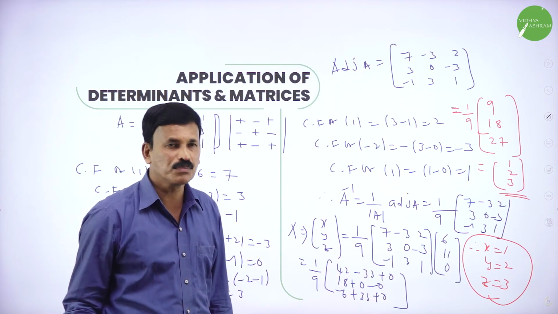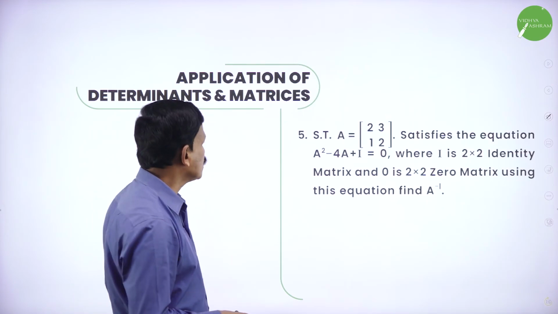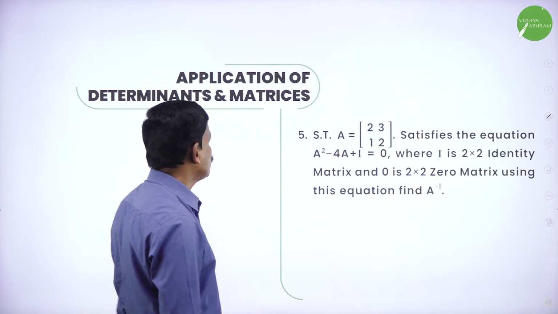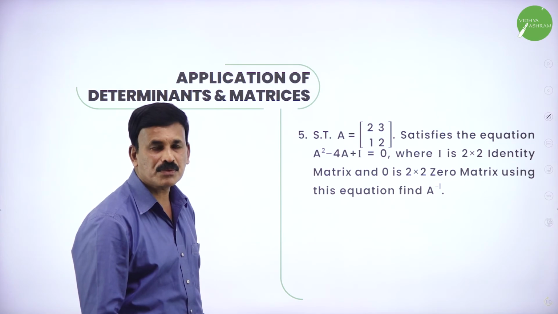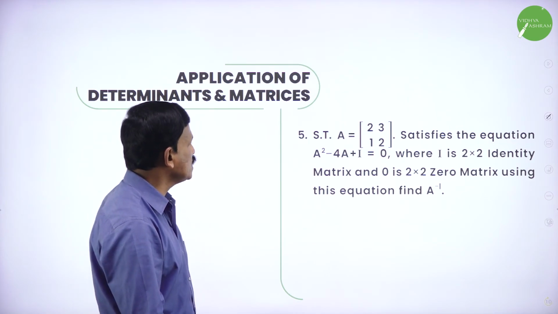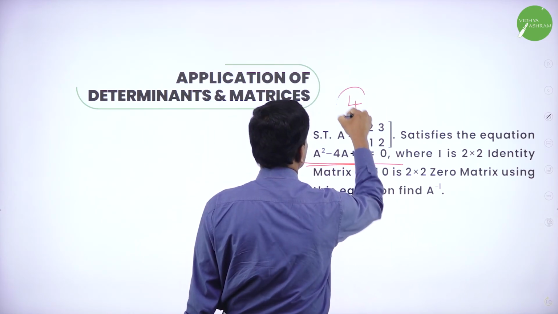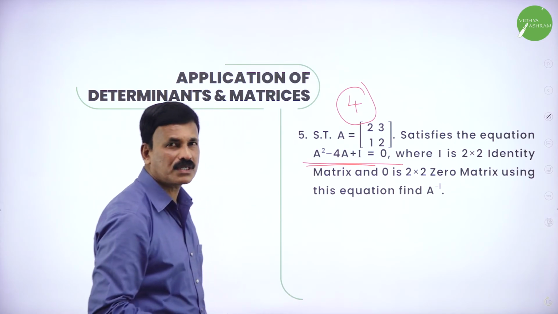Now let us take one more problem of a different type, an additional problem. What is the problem given? I already solved this type of problem. Let me repeat. If A is equal to [2, 3; 1, 2] satisfies the equation, this type of question they may ask for 4 marks. It's a 4 marker question.